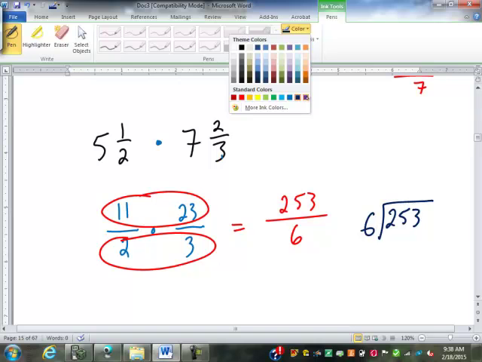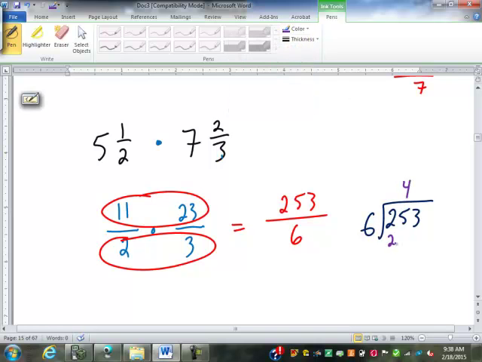6 will go into 25 4 times. That's 24. 1 left over. Bring down the 3. 6 goes into 13 twice. That's 12 with 1 left over. So 42 and 1/6.